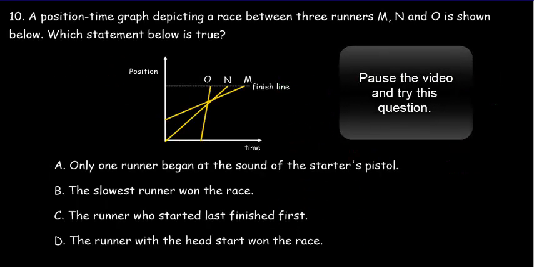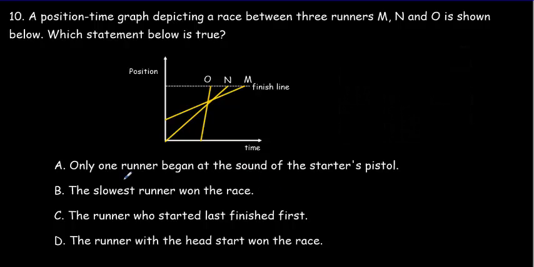Question 11, pause the video, try the question, come back for the answer. So we're looking for the true statement. Only one runner began at the sound of the starter's pistol. Well, both of these guys started at time 0. So they both started at the sound of the starter's pistol. That's not true. The slowest runner won the race. So we'd be looking for the flattest line, the line with the lowest slope. This is the flattest line.